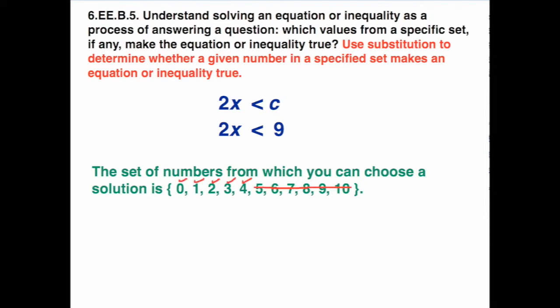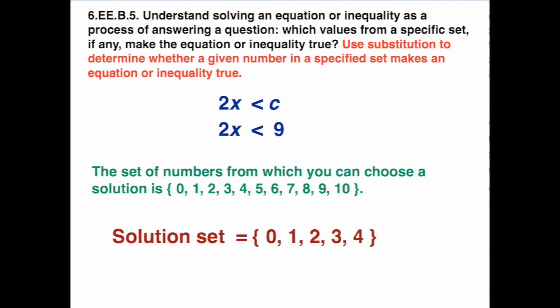Let's see, 2 times 0 is 0. 0 is less than 9. 2 times 1 is 2. 2 is less than 9. And if we keep going, we'll see that 0, 1, 2, 3, and 4 work, whereas the rest of these whole numbers, 5 through 10, do not. For example, if I plug in a 5, 2 times 5 is 10. 10 is not less than 9. So our solution set is 0, 1, 2, 3, and 4. These values will make this inequality, 2x is less than 9, a true statement.